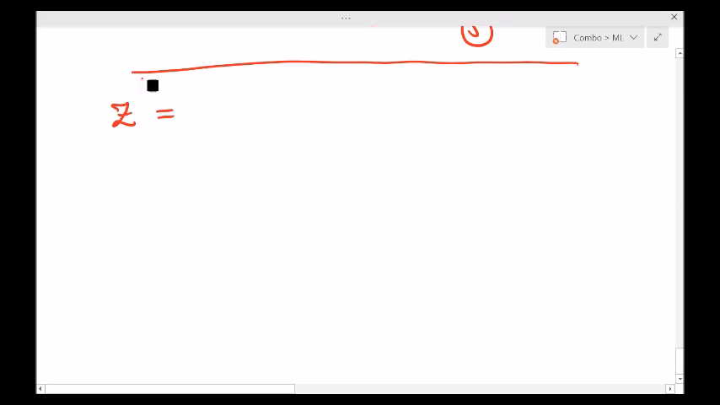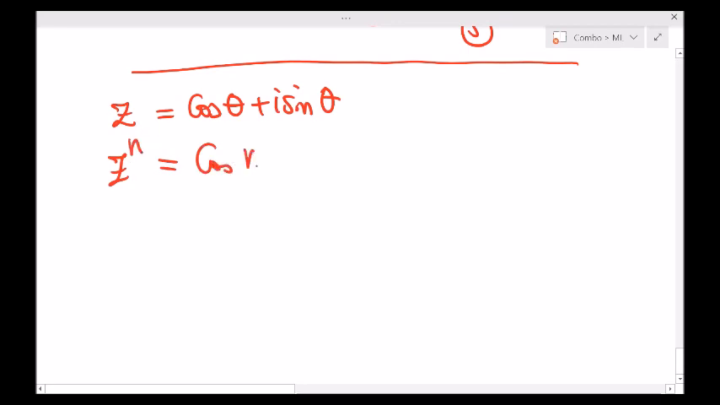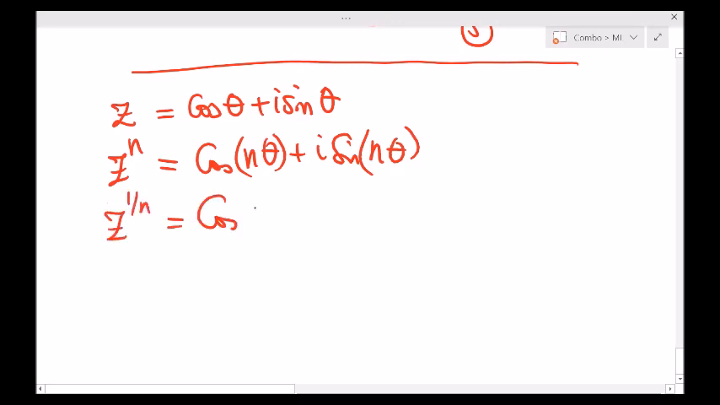Let's first write z first. If z is cosine theta plus i sine of theta, then z to the power 1 over n technically should be equal to cosine of, remember, let's first do z to the n again. It's just multiplying the argument, the angle, with the exponent, right? So therefore z to the power 1 over n technically should be equal to this. What?